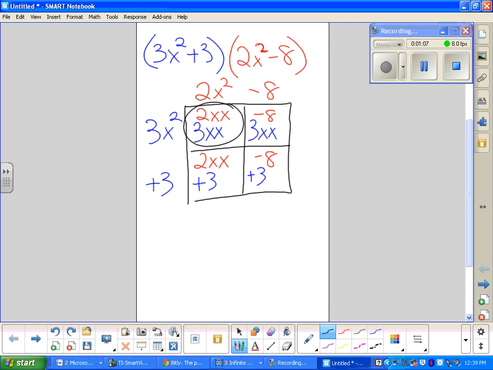In that first term, 2 times 3 is 6, and I count the number of x's. 1, 2, 3, 4, x to the 4th. Second term, multiply my numbers. 2 times 3 is 6, and there are 2 x's. I have enough room. Third box, negative 8 times 3 is negative 24, and there are 2 x's. And the last term, don't add them, multiply them. Negative 8 times 3 is minus 24.